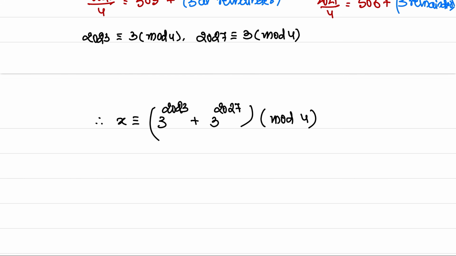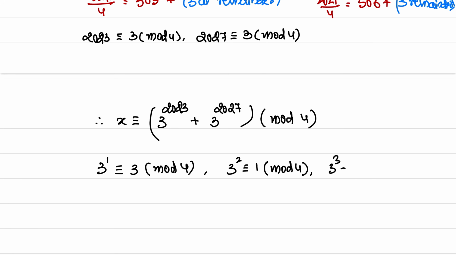Now we have to find out what 3 to the power of 2023 mod 4 is, and what 3 to the power of 2027 mod 4 is. Now 3 to the power of 1 is equivalent to 3 mod 4. Do you agree? When 3 is divided by 4, the remainder will be 3. 3 squared is 9. When 9 is divided by 4, what is the remainder? 1 mod 4.